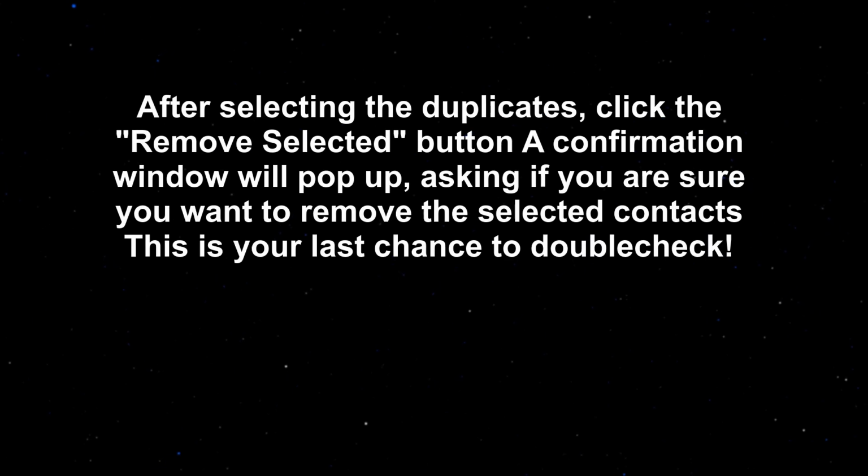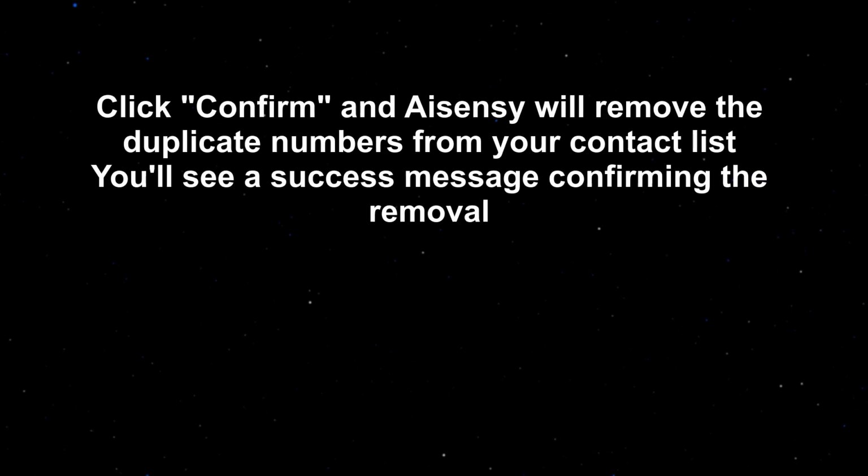A confirmation window will pop up, asking if you are sure you want to remove the selected contacts. This is your last chance to double-check. Click Confirm, and Aisensy will remove the duplicate numbers from your contact list. You'll see a success message confirming the removal.